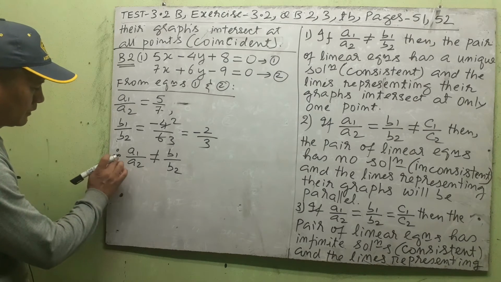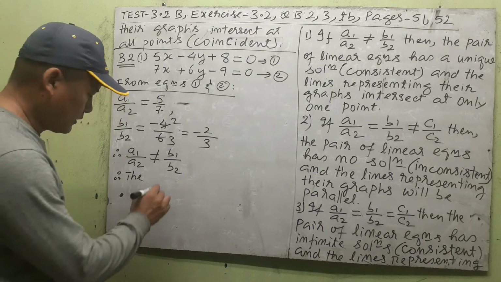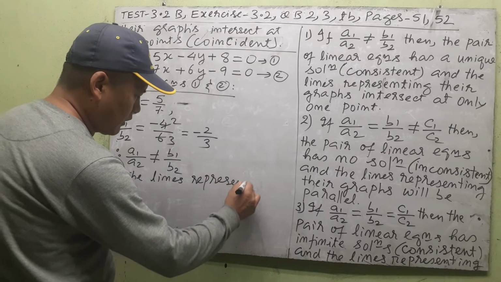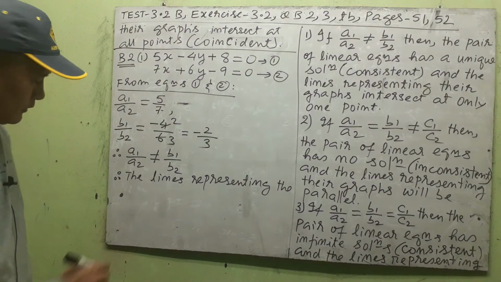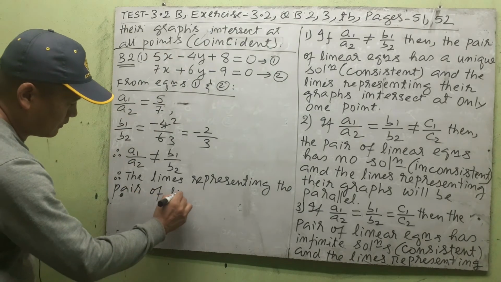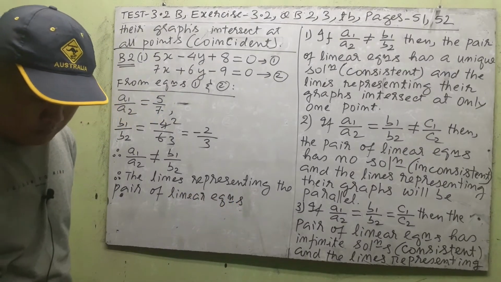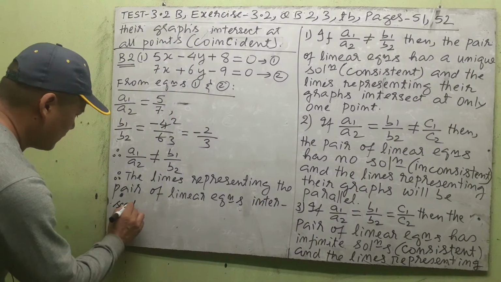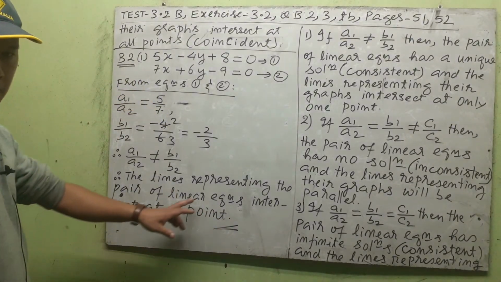Therefore, the lines representing the pair of linear equations intersect at a point. I'm just using the same language as the question, that's easier. Pair means these two linear equations. So that is our first answer. I hope you're getting it right.